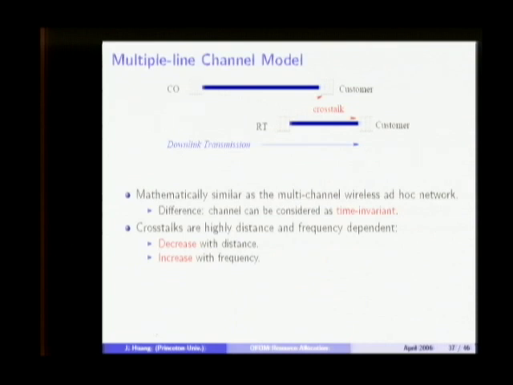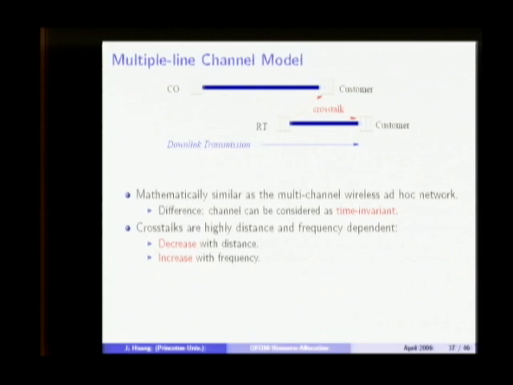So here is the interference channel, the interference model in a DSL network. Mathematically, it's actually pretty similar to the multi-channel wireless ad hoc network we just introduced. However, there are some major differences. The first, this channel can be considered to be time invariant because this is a wireline channel. This is not wireless. And the second, because this is wireline, the crosstalk is heavily topology dependent.